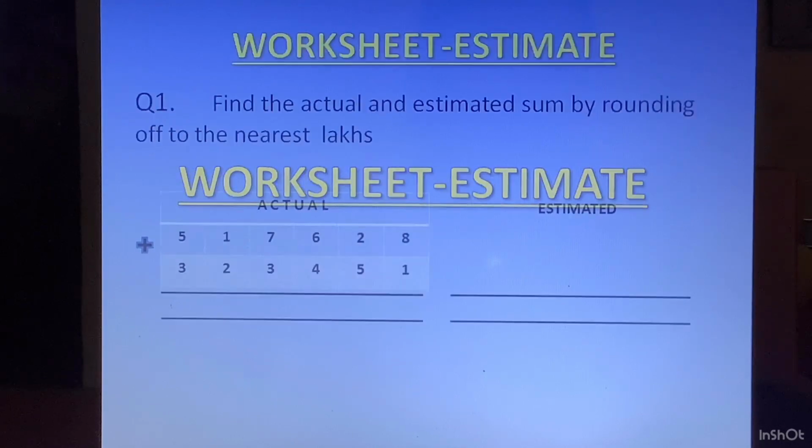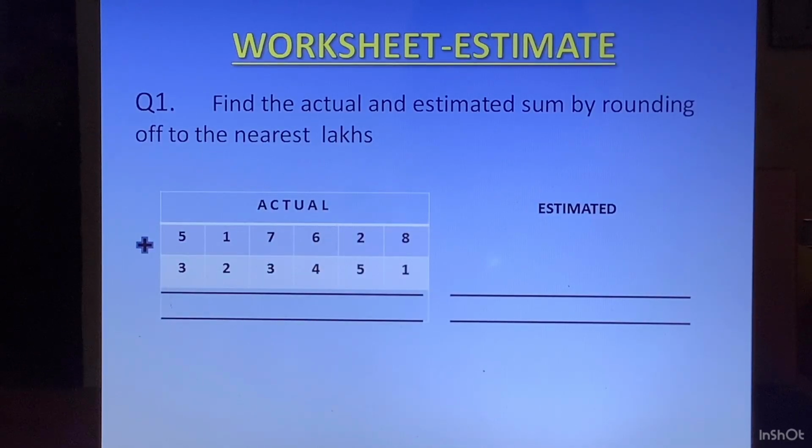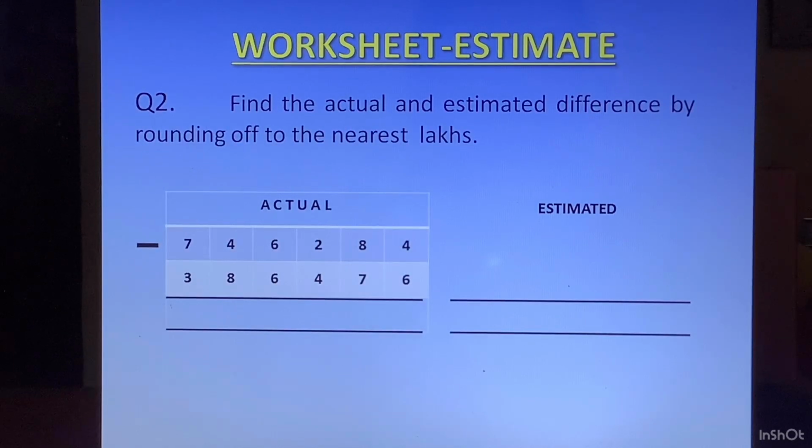Worksheet on estimate. Question 1. Find the actual and estimated sum by rounding off to the nearest lakhs. The numbers are 517628 plus 323451. Question 2. Find the actual and estimated difference by rounding off to the nearest lakhs. The numbers are 746284 minus 386476.